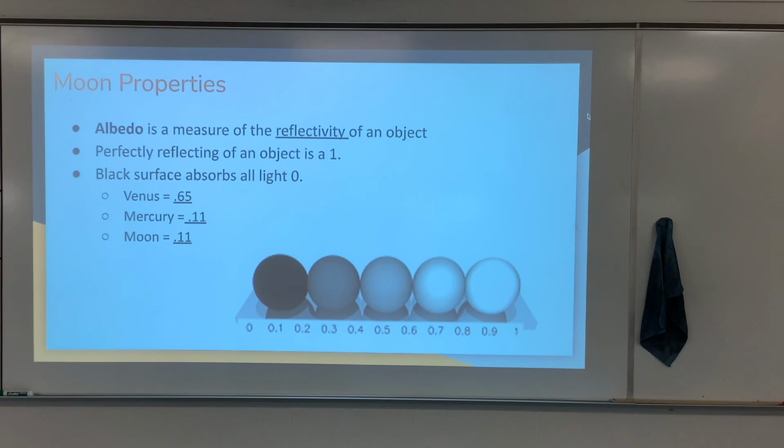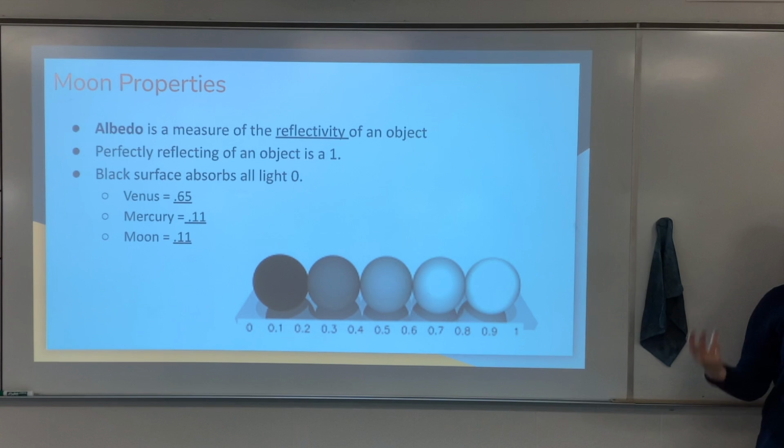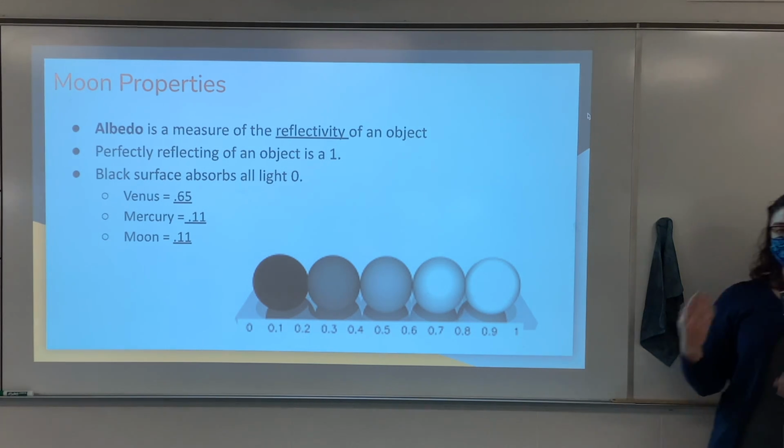All right, now we're going to talk about some properties of the moon. We're going to start with albedo. Albedo is a measure of reflectivity. So it can tell us how reflective a material is.